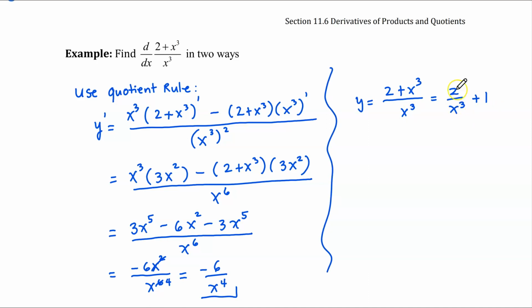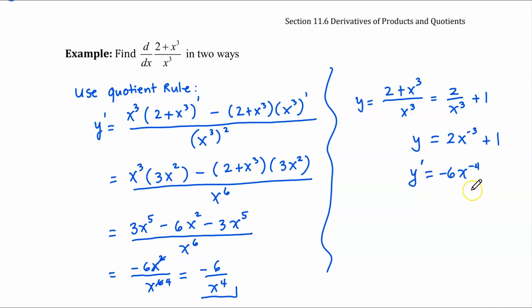Now, this one, in order to differentiate this, we can use the power rule. We need to rewrite this expression first as 2x to the negative 3 plus 1. Then after that, you can now go ahead and differentiate. So y prime will then be equal to, you multiply 2 and negative 3, that is negative 6, x to the, and then subtract 1 from the power here, negative 4. And the derivative of 1 is 0.